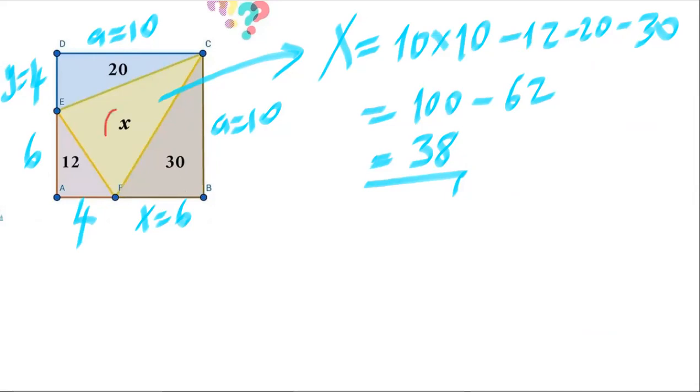And to get this area, we should subtract these 3 areas from the whole square. So the whole square area is 10 times 10, which is 100. And if we add these ones, 20, 30, 12, that is 62. So we subtract 62 and we end up with 38. So this is the end of this question.